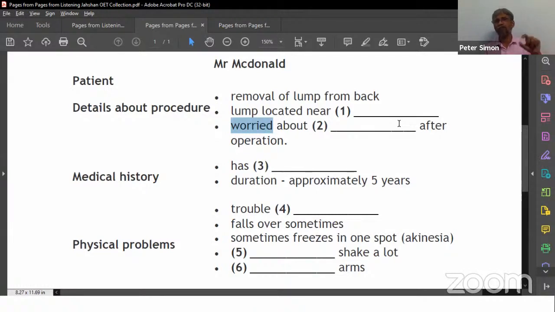So here, lump located near something, not someone. Definitely, because it is one individual, that is Mr. Mcdonald, we know that. So it's not someone, but it is something. What is that something? Where is this lump located? So for example, if you ask where is the post office? Near the bus stop, near the railway station. These are called markers. Markers means it's easy to identify. Near where? Near which one? So this near is playing a dominant role here.